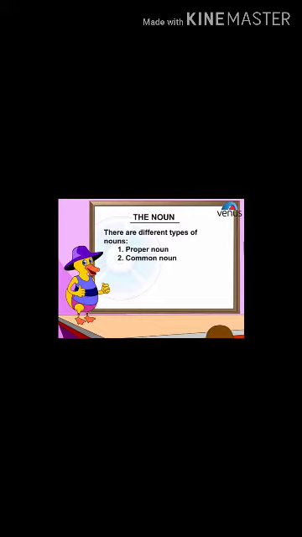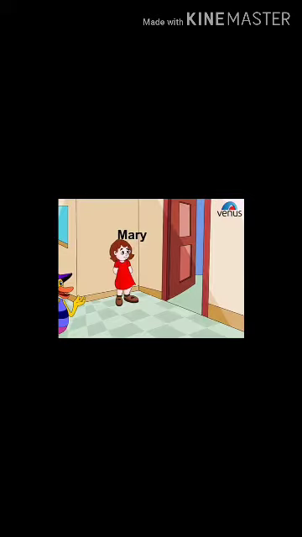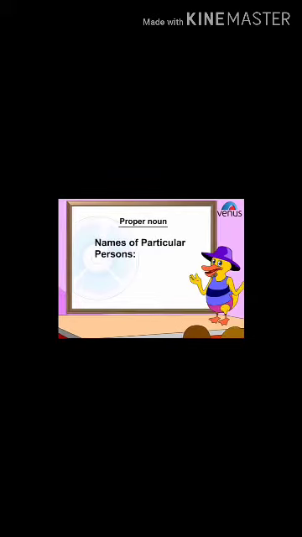So first we'll take proper noun. What is a proper noun? A proper noun is the name of a particular person, animal, place, or a thing. Look at these examples. She is Mary. Her name is Mary. This is a proper noun because the name of this girl, that is a person, is Mary. There are so many girls, but she is Mary.